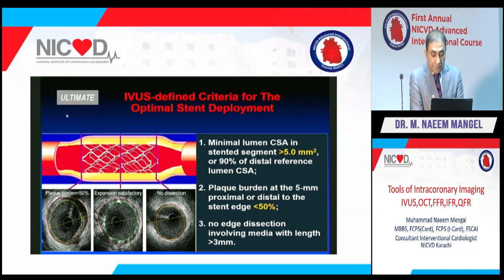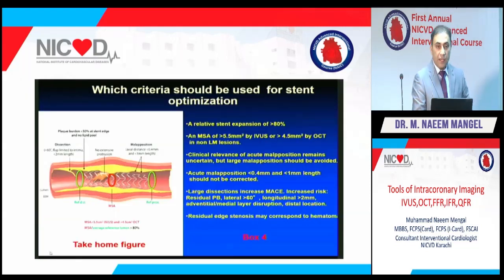Number two. Number three, you should avoid any edge dissections, any dissection that is involving the media, or that is more than 3 millimeters in length. That is important, especially in the distal edge. That should be fixed. So this is the summary for the stent optimization when we are doing IVUS.